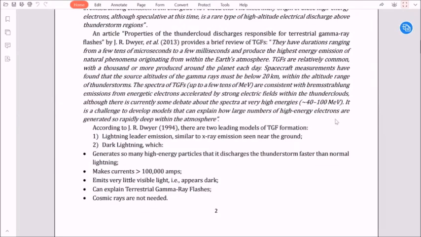According to Dwyer, there are two leading models of TGF formation. Lightning leader emission, similar to X-ray emission seen near the ground. Dark lightning, which generates so many high-energy particles that it discharges the thunderstorm faster than normal lightning, makes currents over 100,000 amps, emits very little visible light that appears dark, can explain terrestrial gamma ray flashes. Cosmic rays are not needed.